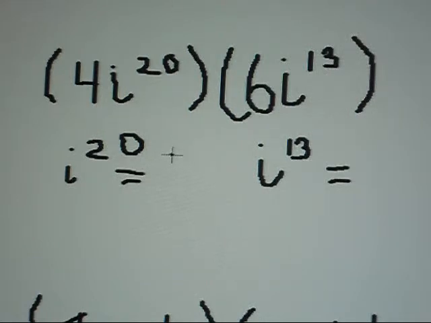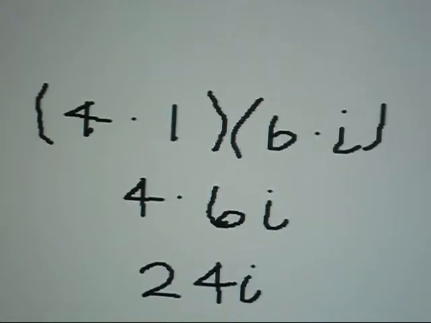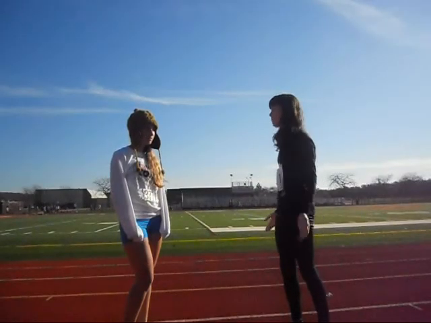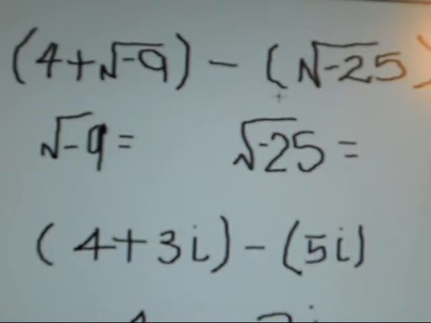i to the 20th is 1 and i to the 13th is i, using the cycle of 4 technique. So, 4 times 1 is 4, and 6 times i is 6i. So, 4 times 6i is 24i. Great job! Last question. Here's level 100. Psh, not really. 4 plus the square root of -9 minus the square root of -25.